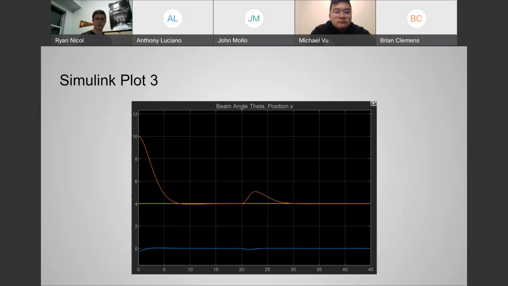And the third and final plot, it went from the 10-inch mark to the 4-inch mark, and it did that in roughly 10 seconds. And then at 20 seconds, the disturbance was once again applied, and it settled back to the 4-inch mark in approximately 10 seconds.